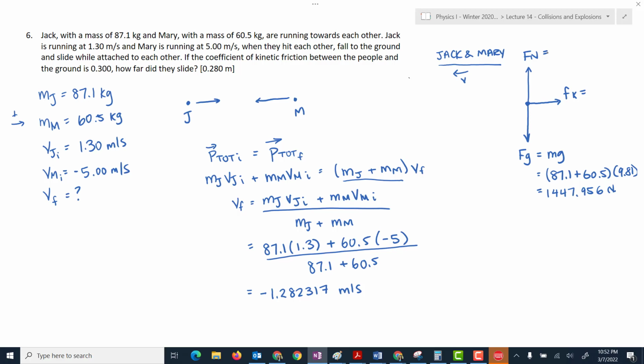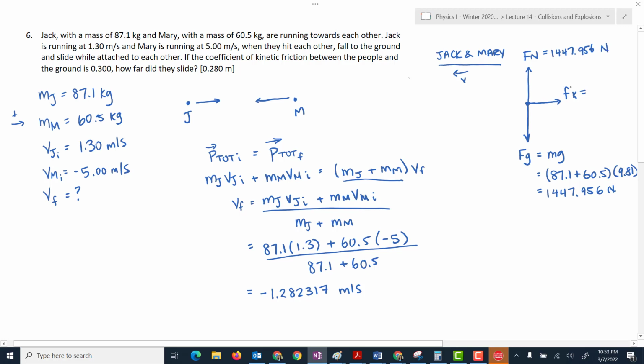So those two forces, the normal and the force of gravity, have to cancel each other out. So whatever we got for the force of gravity, it has to equal the normal force. So it's 1447.956 newtons. So they're the same.